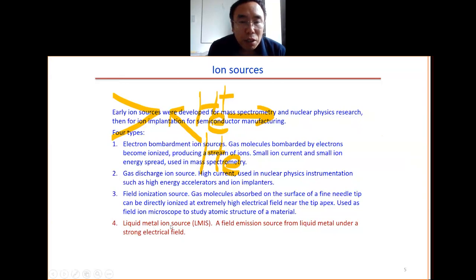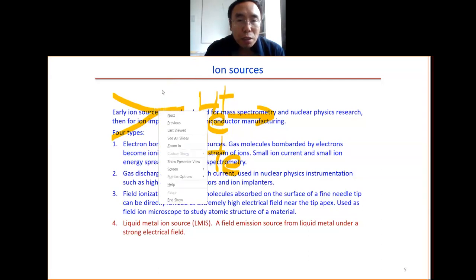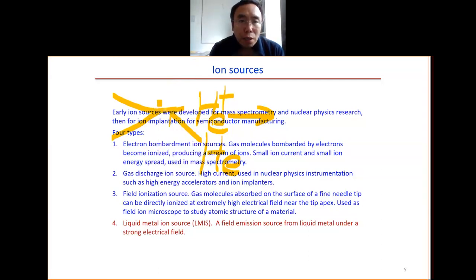The last one is the liquid metal ion source. The idea is the same: we also need a very high field. But in the field ionization case, the gas molecules in the chamber get ionized. For the liquid metal ion source, the material itself comes out. It gets vaporized, ionized, then comes out. For focused ion beam, the most popular ion is gallium, and this gallium is produced by the liquid metal ion source. So we'll talk about this one first.